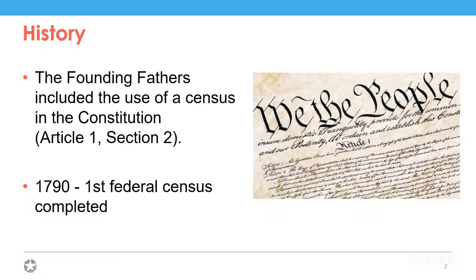The census in the Constitution is to apportion representatives and to direct taxes. So the quote roughly is, representatives shall be apportioned according to their respective numbers. The actual enumeration shall be made within 3 years after the first meeting of the Congress of the United States and within every subsequent term of 10 years, in such manner as they shall by law direct. So this means that our first federal census occurred in 1790.